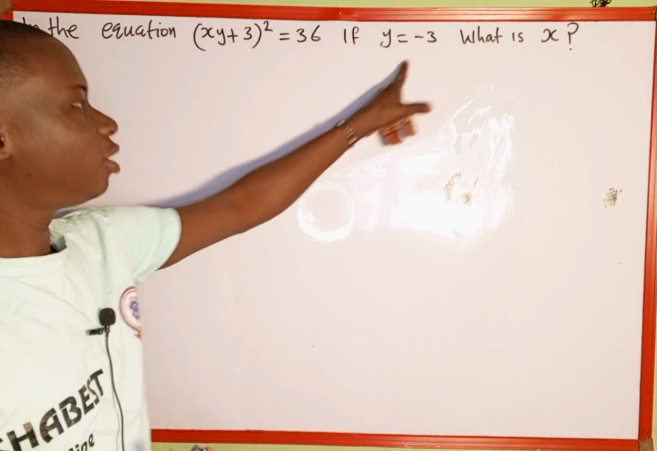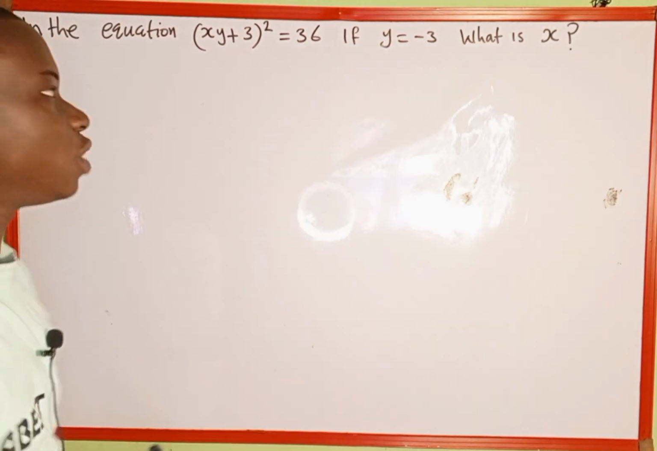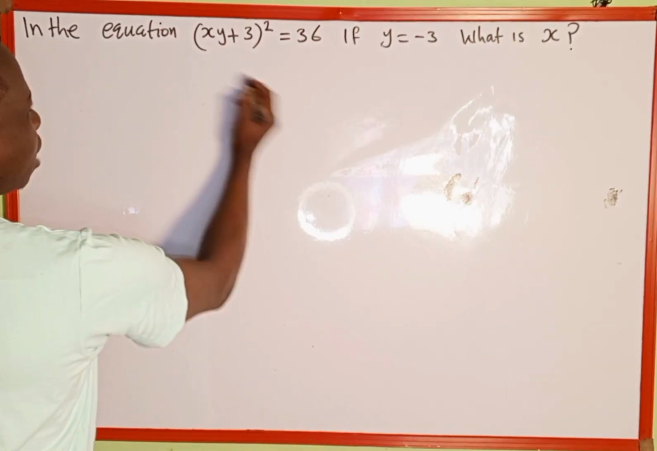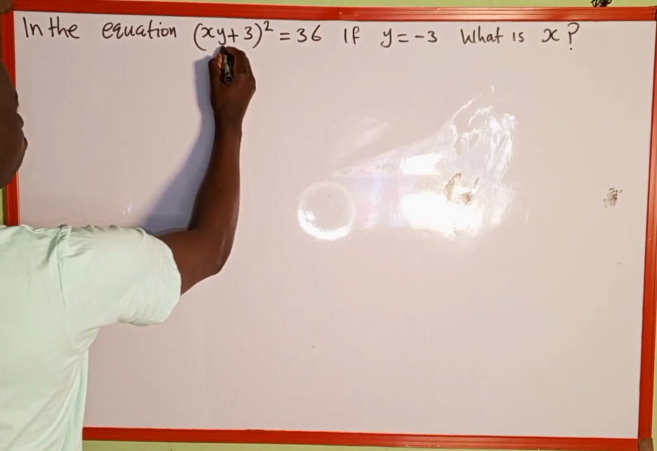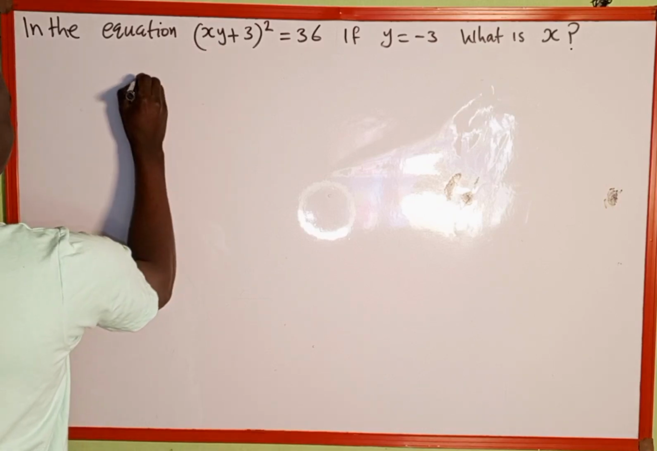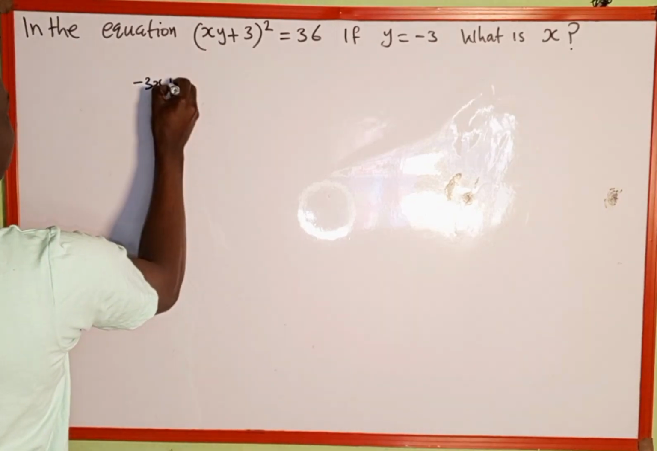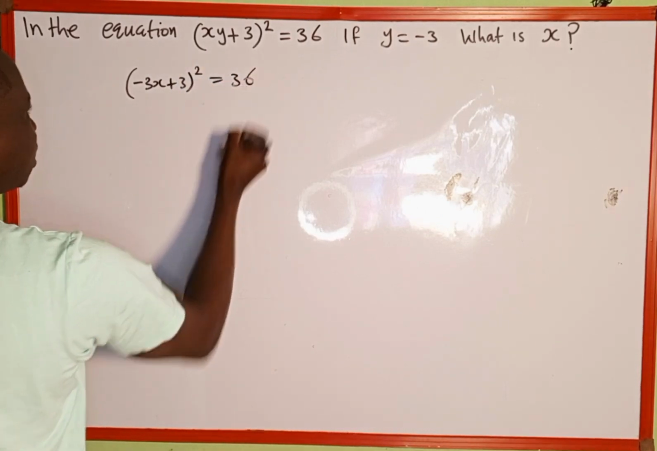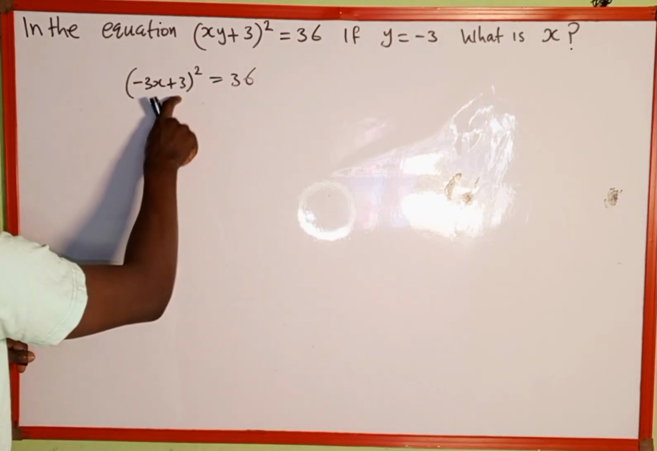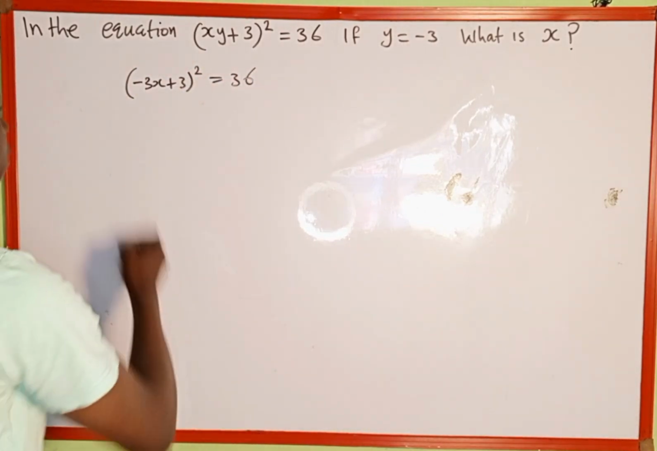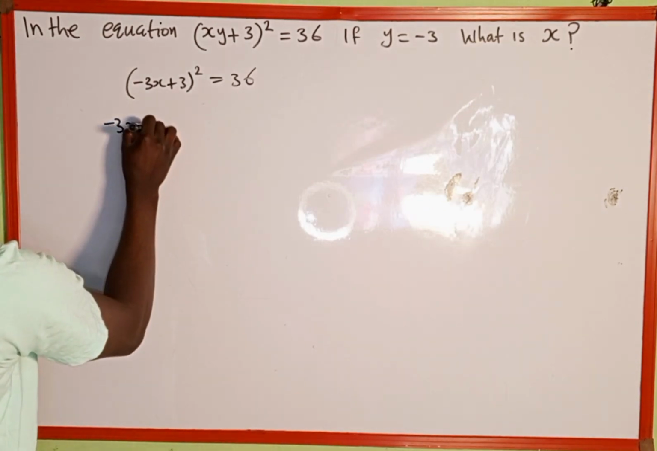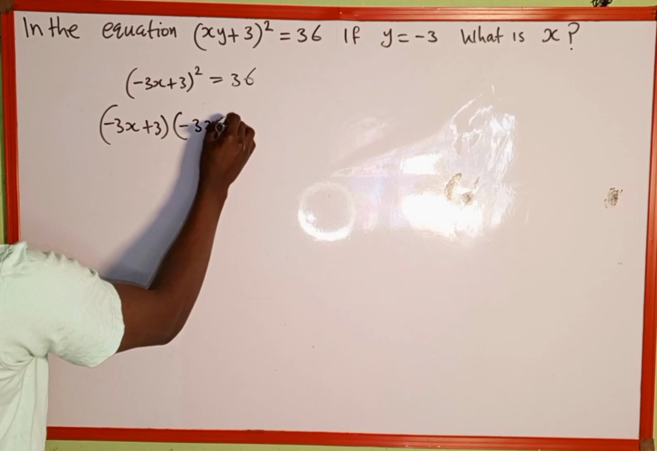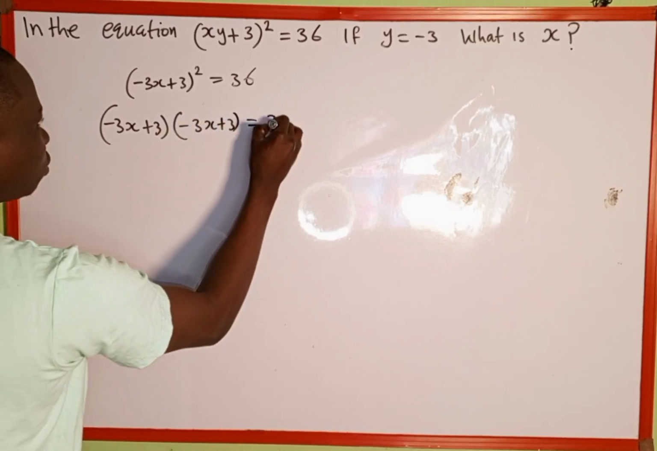We just plug in negative 3 anywhere we see y in this equation, before we solve for the value of x. So here we have y. When we plug in negative 3 in place of y, negative 3 multiplied by x gives us negative 3x, then plus 3, all to the power of 2, is equal to 36. And (-3x + 3) to the power of 2 implies that negative 3x plus 3 is multiplied by itself twice: (-3x + 3)(-3x + 3) equals 36.